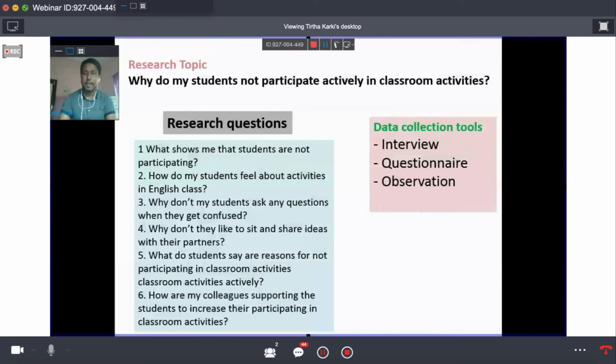Next, classroom observation. From classroom observation, he explored the situation of his classroom instruction. It means how the students were participating in the classroom, who were participating, who were not participating in his classroom activities. In the same way, through his observation, he had his own reflection. He could have self-reflection on what was going on in his classroom. So self-reflection was another tool he used to collect the data.